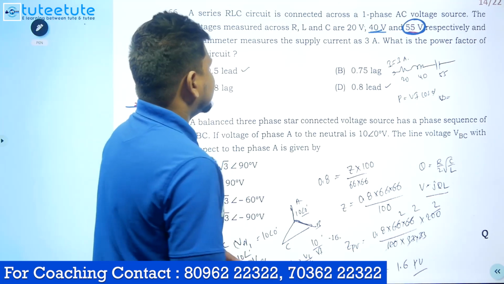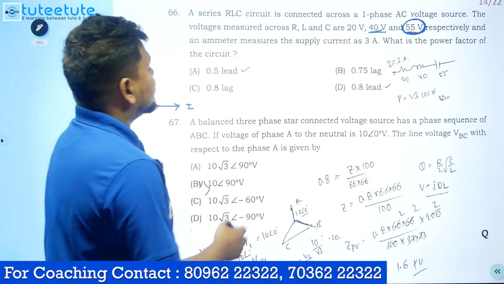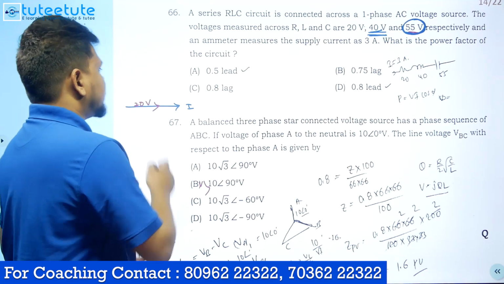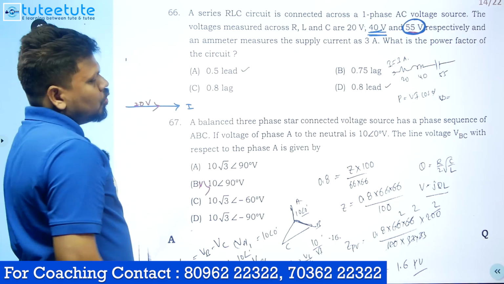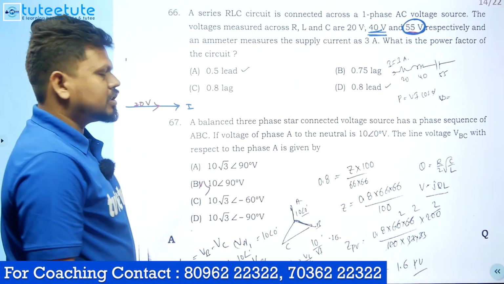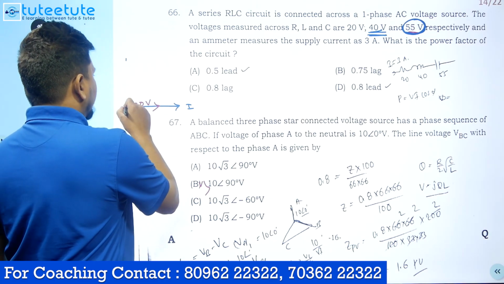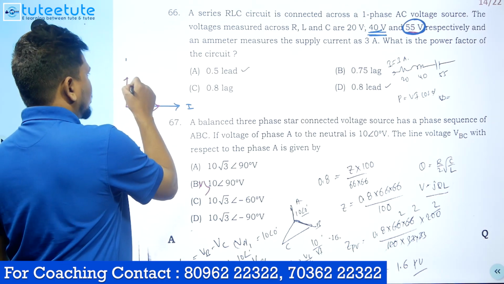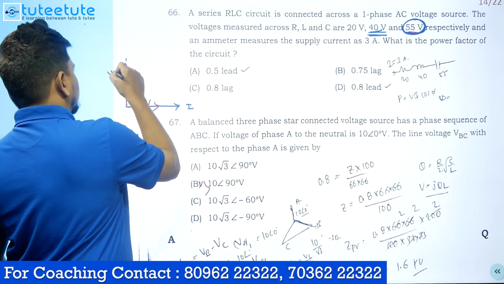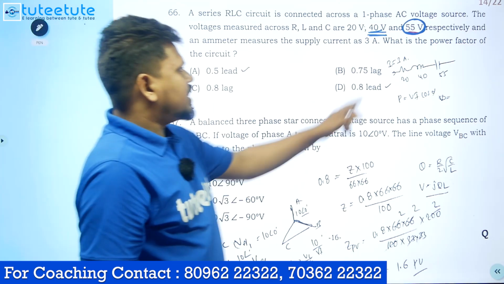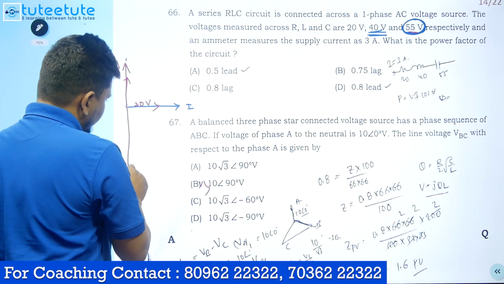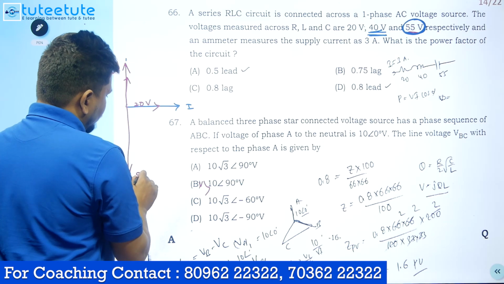First we will see the inductor. What is the inductor voltage? That is 40 volt, so 40 volts we have to represent first. The voltage has to be leading compared to the current in the inductor, otherwise the current will be lagging compared to the voltage. The magnitude they have mentioned is 40 volts, so I am representing up to 40 volts. Now the capacitor voltage is 55 volts, so the magnitude you have to take a little bit more, that's why it is 55 volt.